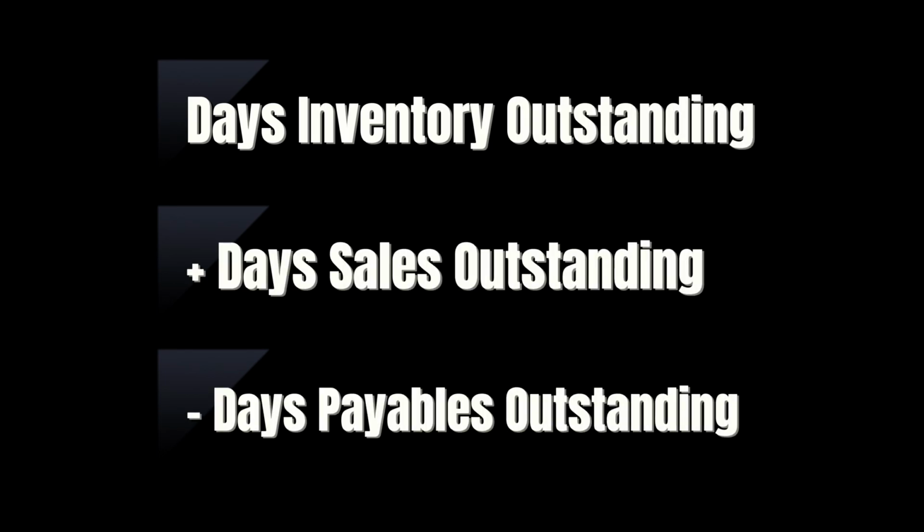And the formula looks like this: days inventory outstanding plus your days sales outstanding minus your days payable outstanding. And this formula measures the time it takes to convert your inventory into a sale and that sale into cash. I'm going to state the obvious here. A shorter cycle means faster cash conversion and better liquidity. A longer cycle means capital has been tied up and it reduces your operational flexibility.